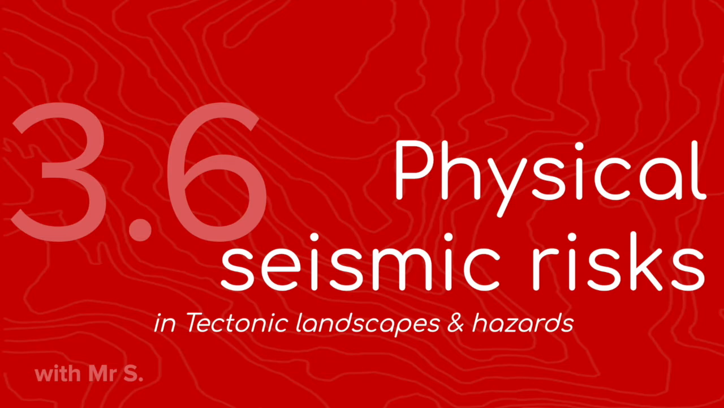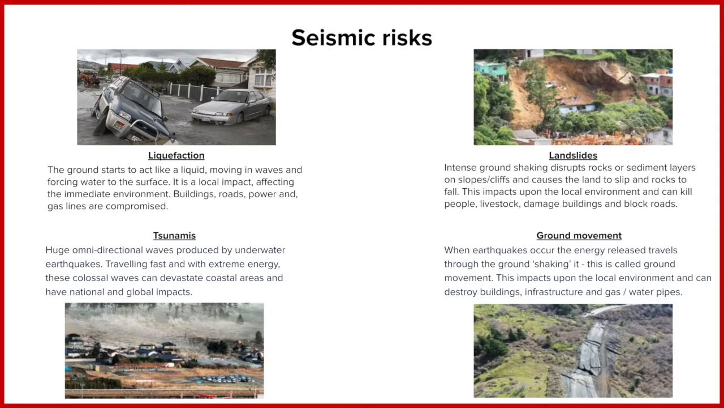Physical seismic risks are those that are created by the hazard. This means earthquakes. There are 4 main seismic risks that we're going to be looking at today: liquefaction, tsunamis, landslides and ground movement. Let's have a look. We're going to start on the top left and we'll work our way clockwise.